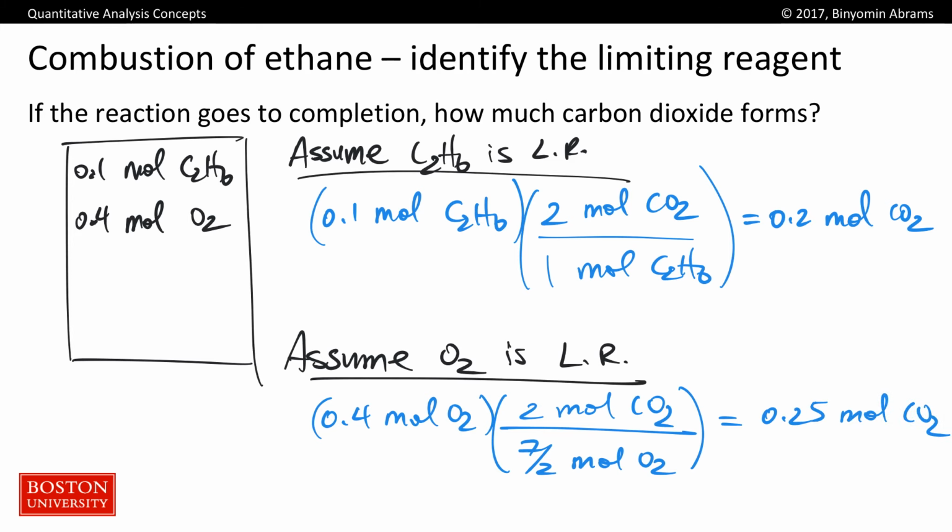Now, clearly, both of these can't be the case. In fact, we know that once we've made 0.2 moles of carbon dioxide, all of the ethane has been consumed, which means it must be that the ethane, in fact, is the limiting reagent. For if it wasn't, it would keep being consumed until we made 0.25 moles of CO2. So whichever one of these is the smaller number, that tells us which reactant is the limiting reagent.